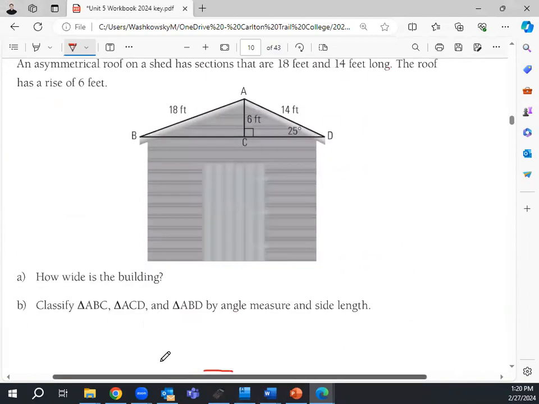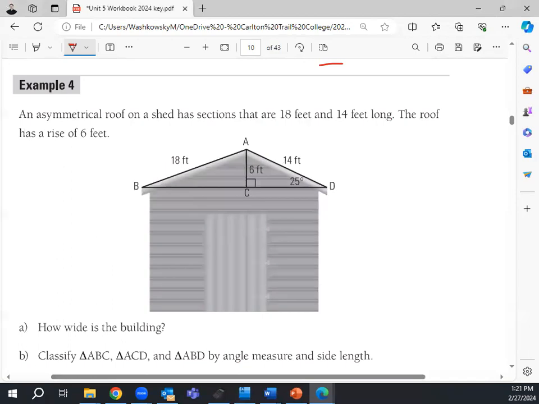So if I give you something like this, for example, this is example 4. What we have is an asymmetrical roof that has sections that are 18 feet and 14 feet long, right? So 18 feet, 14 feet, and the roof has a rise of 6 feet. So the question it asks us is, well, how wide is the building? What does that actually mean? What am I actually trying to find?